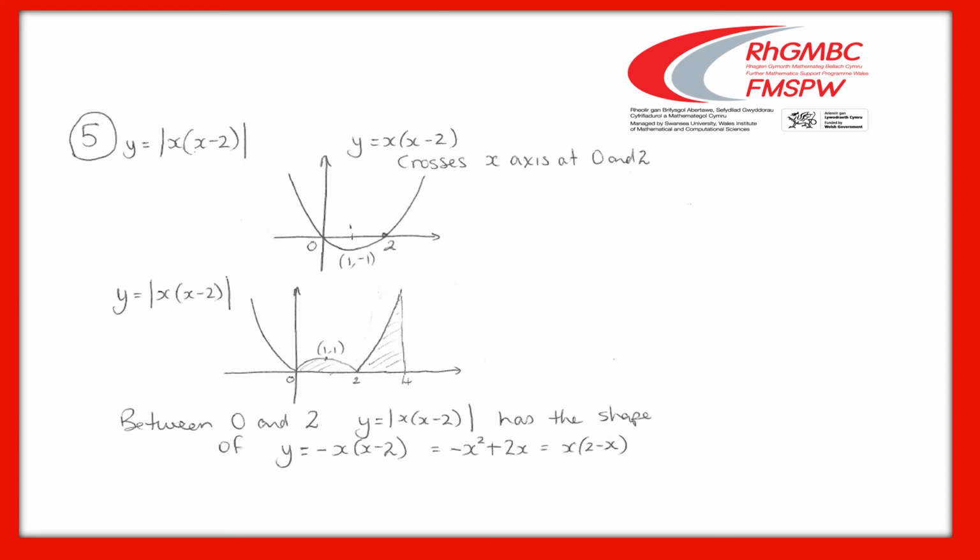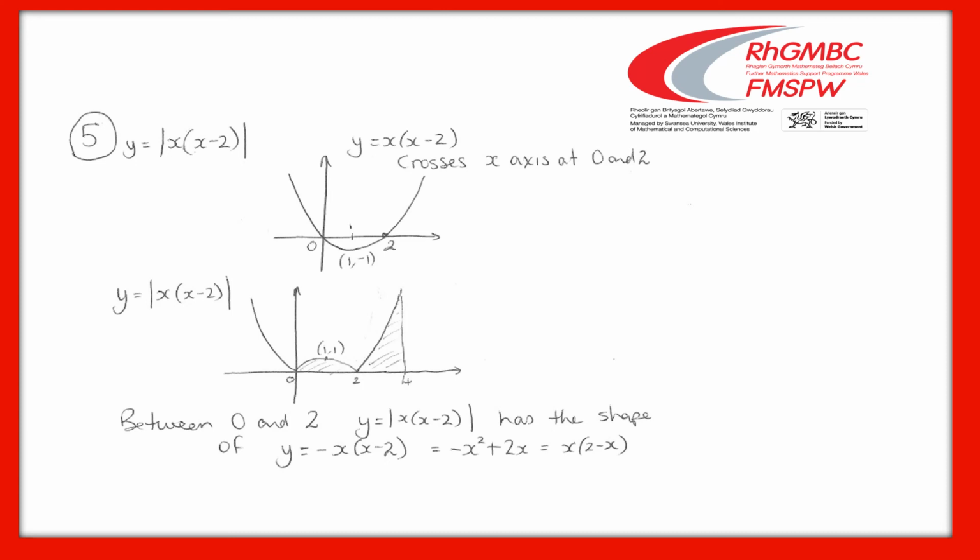So by symmetry you can see it has its minimum when x is 1, halfway between 0 and 2, and if you put 1 in as x into the equation you get minus 1. So it's got its minimum point at (1, -1).